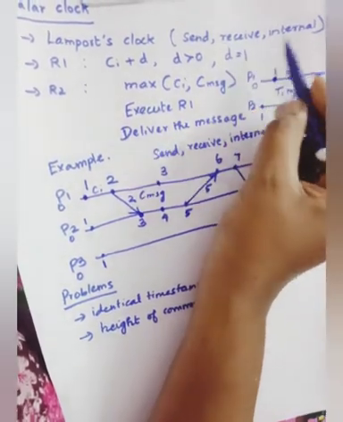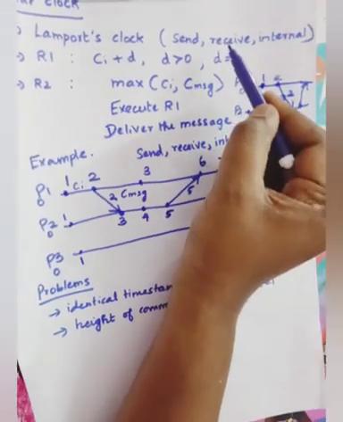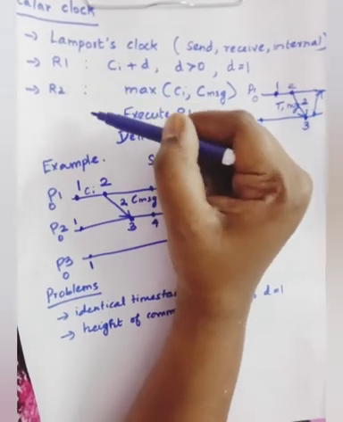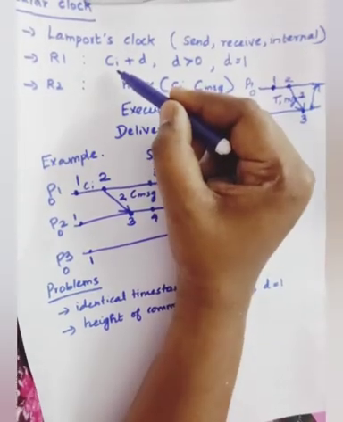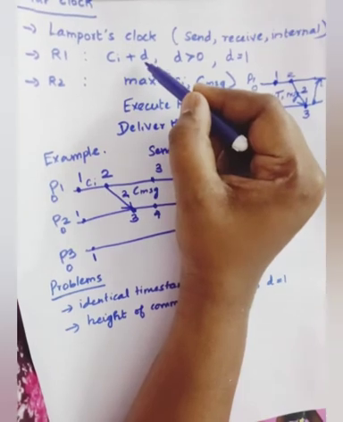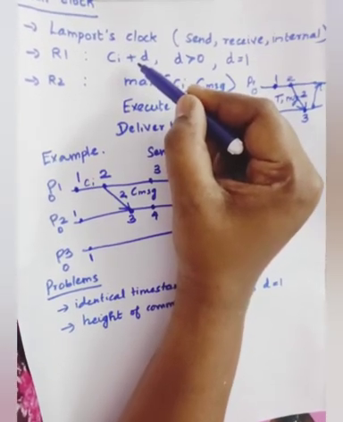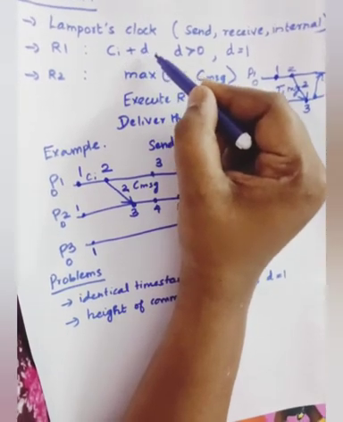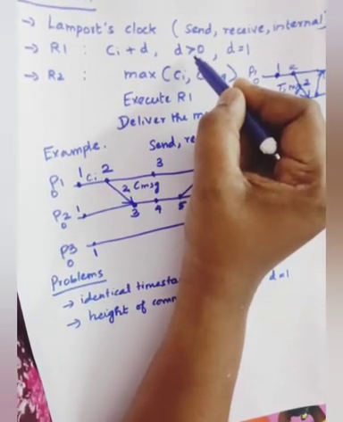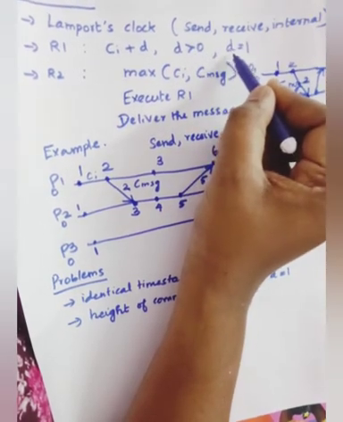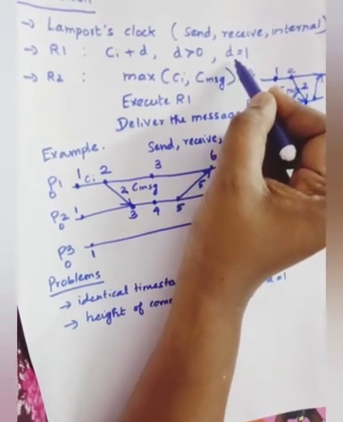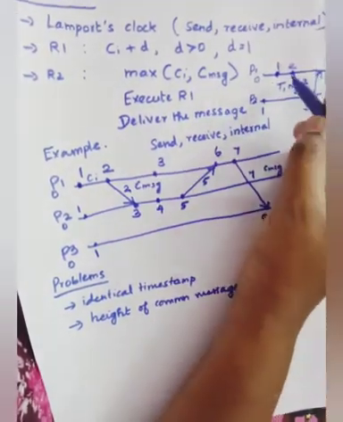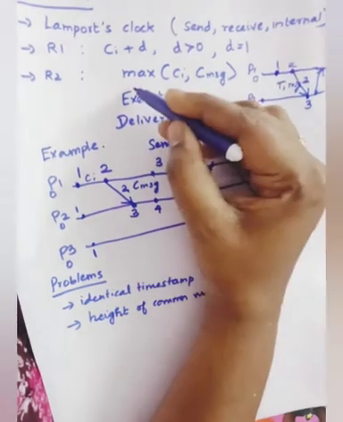We are going to determine the timestamp for send, receive and internal events based on two rules. Rule 1 says that Ci is the timestamp on a process and d is a scalar value. Before execution of an event, we have to increment the timestamp value by d. It will be greater than 0 for different applications, but here we are going to consider d equal to 1.